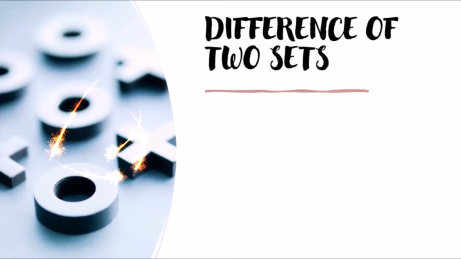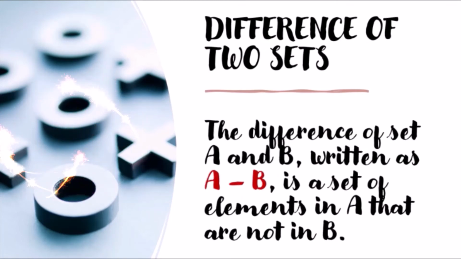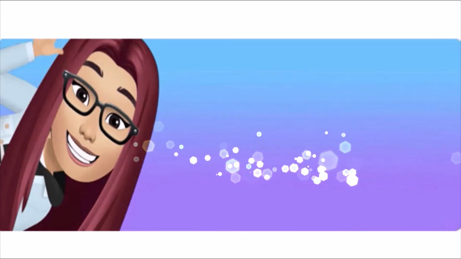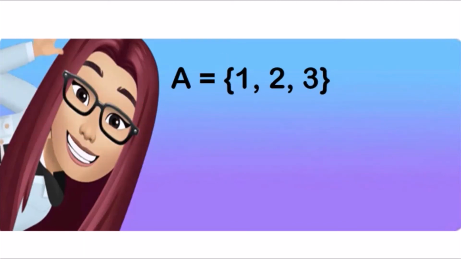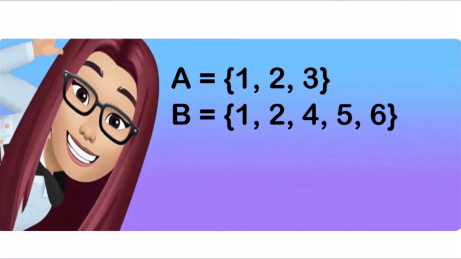Now, let's focus on the next operation of sets, and that is the difference of two sets. The difference of set A and B, written as A minus B, is a set of elements in A that are not in B. I have several examples here. Given set A, whose elements are 1, 2, and 3, and set B contains the elements 1, 2, 4, 5, and 6, determine the difference of set A and B.